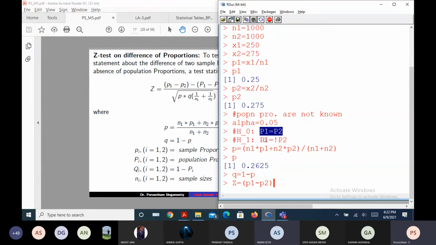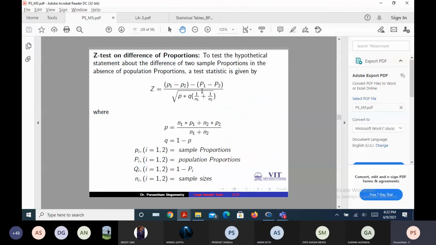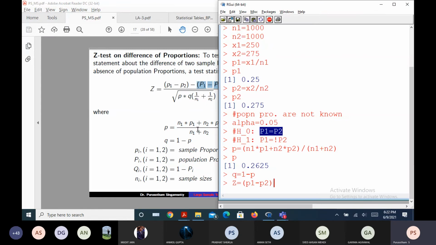They are equal. When we assumed capital P1 and capital P2 are identical, here we do not know exactly what is capital P1 and capital P2. The difference, what will happen now? 0, neglected, and only the denominator is there. So divided by square root of P into Q, whole into 1 by N1 plus 1 by N2.